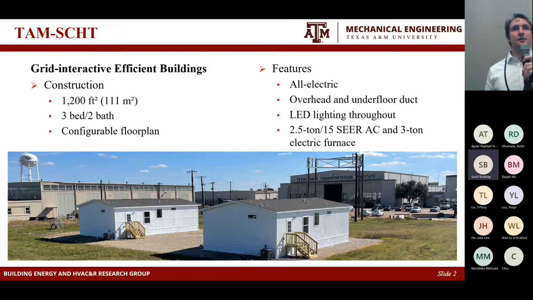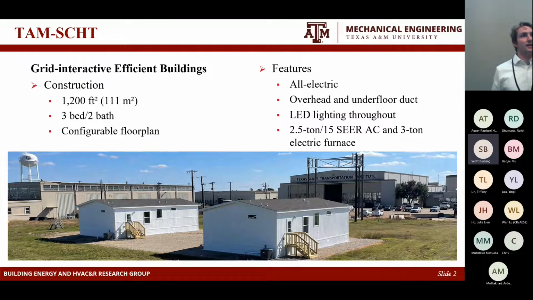So these two buildings are used for grid interactive efficient building technology testing, as well as smart home technology testing. They're both identical, like I said, 1,200 square feet, typical single family house, 3-bed, 2-bath. And they also do come with a configurable floor plan. So some of the walls inside are removable. The houses come standard all electric, so all of the equipment inside of it. They also come with overhead and underflow duct, LED lighting throughout, and then the air conditioning unit, there's a 2.5 ton 15 SEER, and then it has an indoor electric furnace, which is 3 ton.